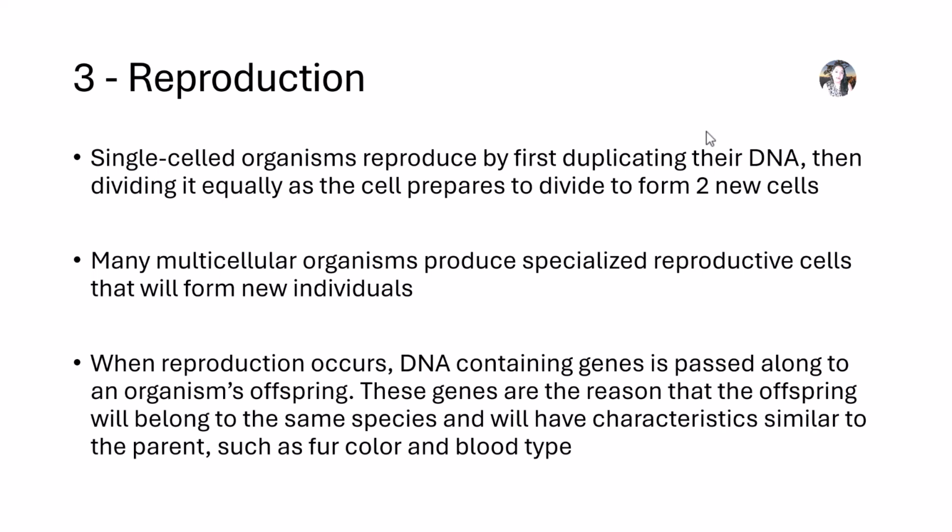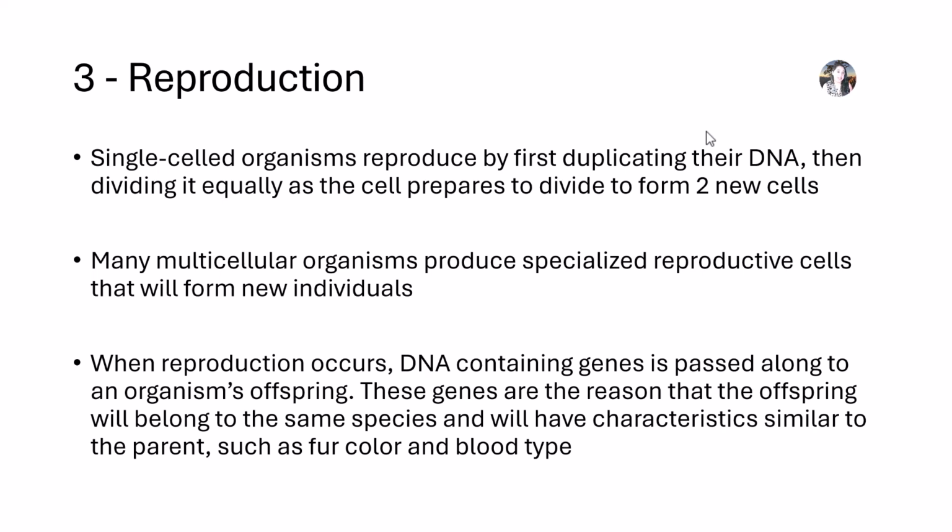So characteristic number 3, reproduction. Something that is alive has to be able to make more of its own kind somehow. For example, bacteria just duplicate their DNA and then split into two new cells. Single-celled organisms reproduce by first duplicating their DNA, then dividing it equally as the cell prepares to divide, and then forms 2 new cells. So that's how easy it is for bacteria to reproduce. They just kind of double up on everything and then split into 2.